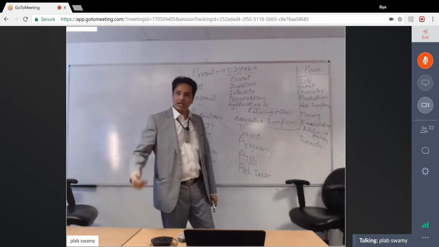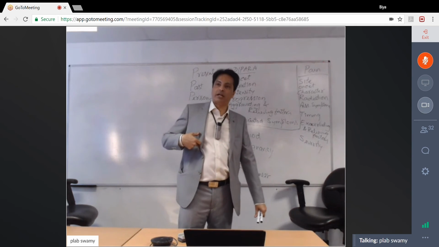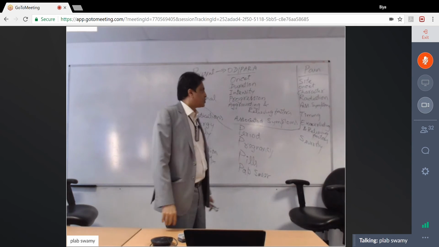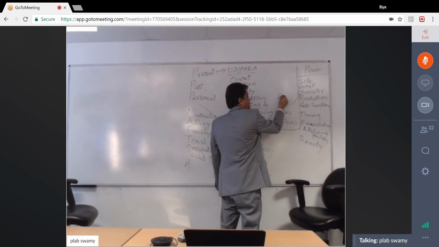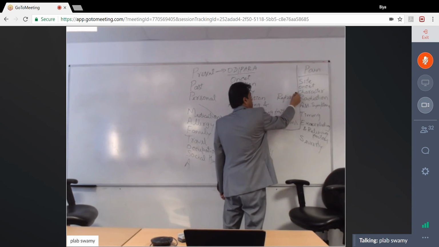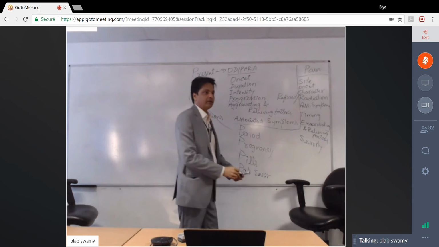So what is the diagnosis here? Cholecystitis. So remember, sometimes R stands for radiation as well as referred pain. Sometimes you may need to ask for the referred pain.